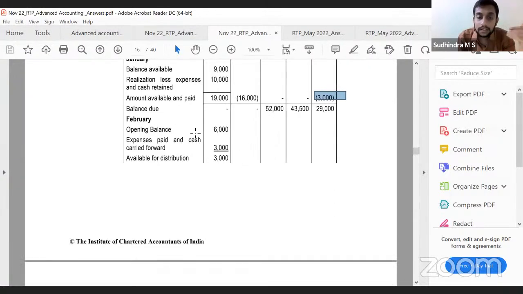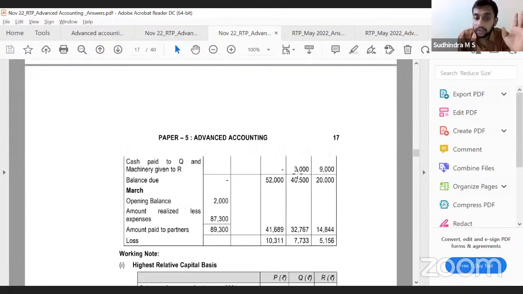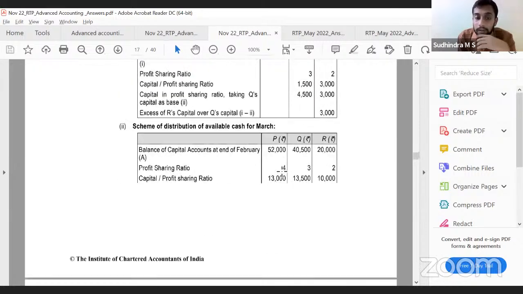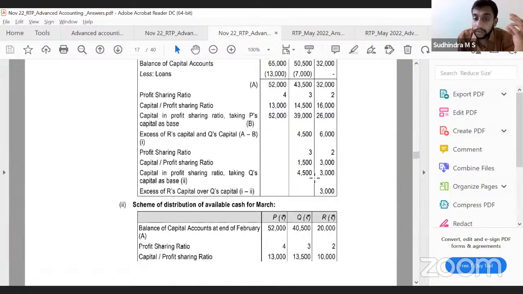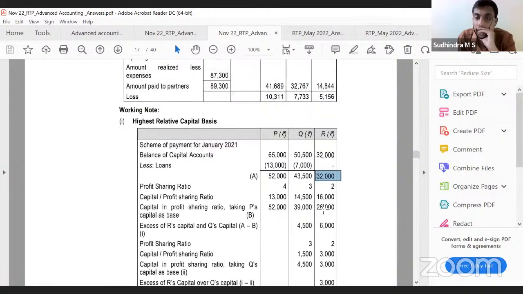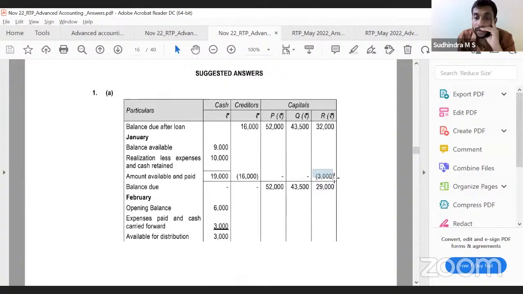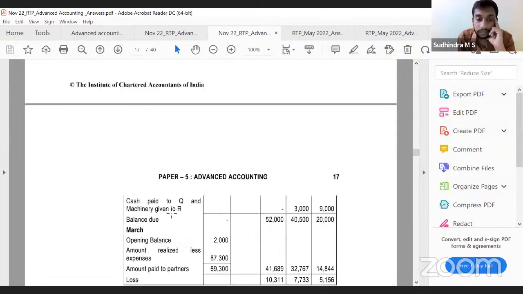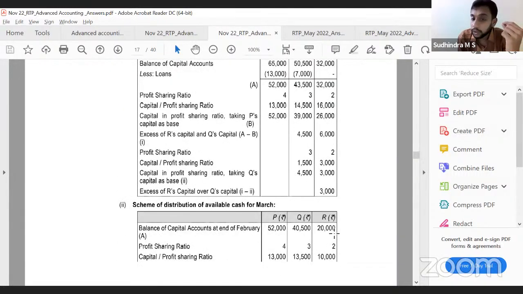Right? Similarly, next installment we had 6,000 expenses, realization expense 3,000. Available cash distribution is only 3,000. So in that 3,000, how do we get that? 52, 40,500, 32,000. We paid how much? We paid 3,000 in the first installment, and he took over 9,000 machinery. So once he took over the machinery, his balance is only 20,000.